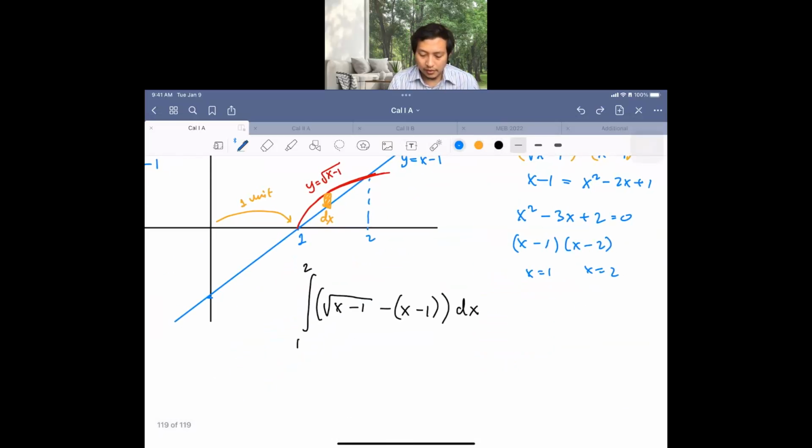So we can take the x minus 1 as 1 over 2. We integrate. So this will be 3 over 2 and then 2 over 3 over there. And then minus this, x squared over 2 plus x.